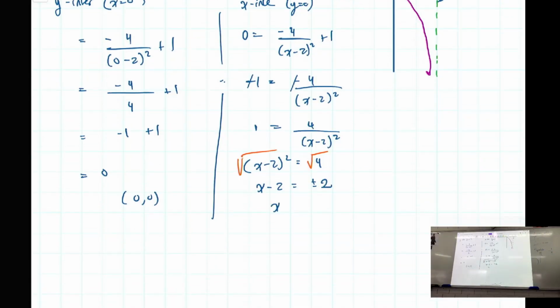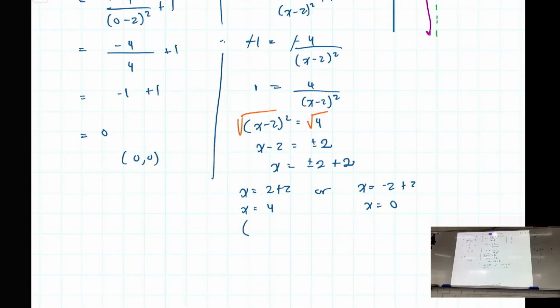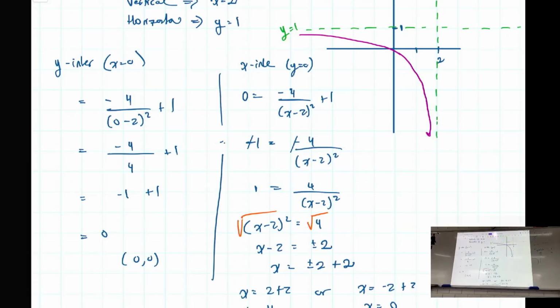And then we have x equals plus minus 2 plus 2, right? Two solutions: x equals 2 plus 2, which is x equals 4, or x equals minus 2 plus 2, which is 0, which makes sense since one of them is 0. Yeah, so then you write down your coordinates, 4, 0, and again 0, 0. So if this is 2, here would be 4.